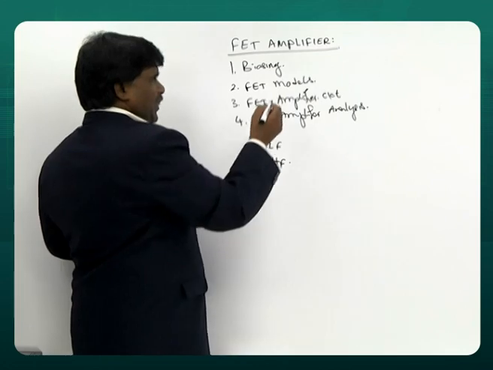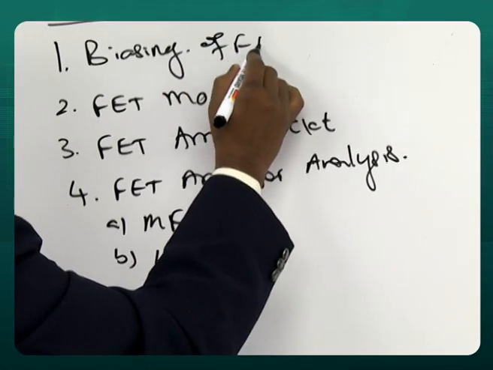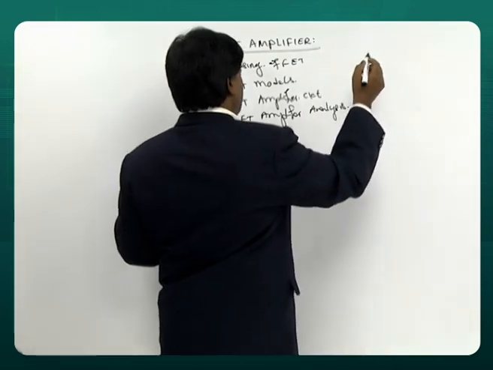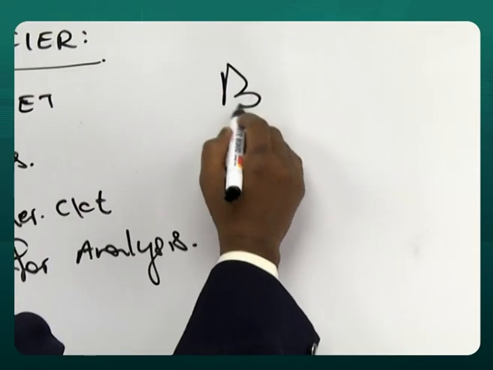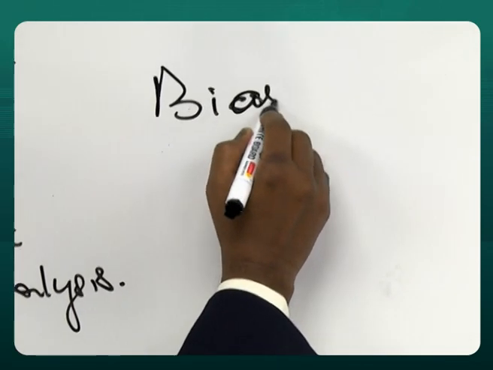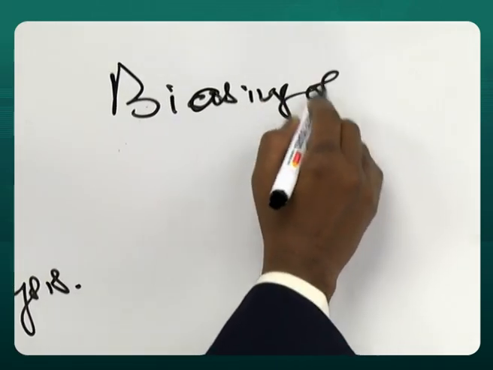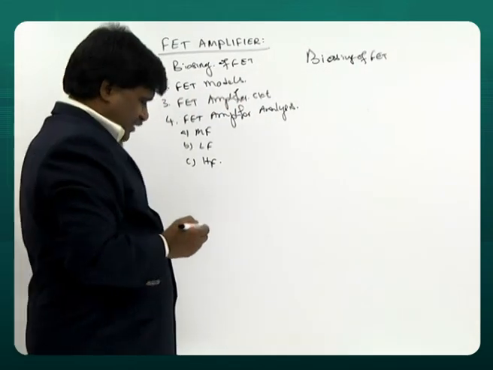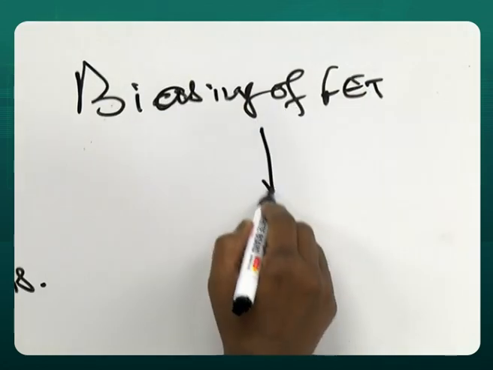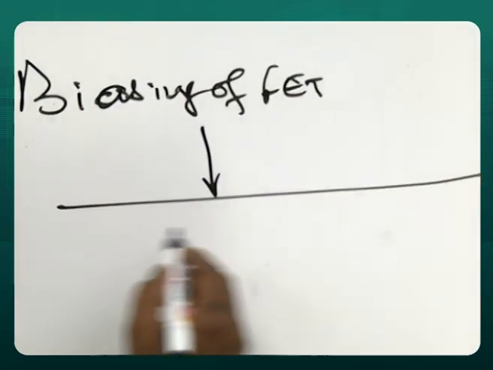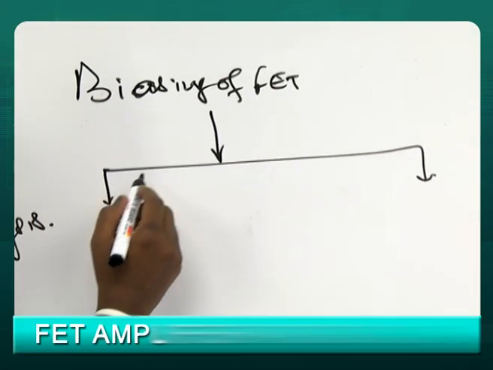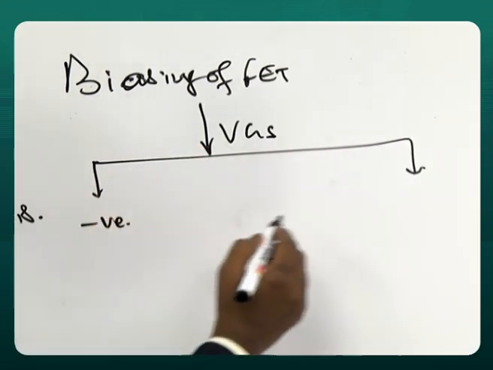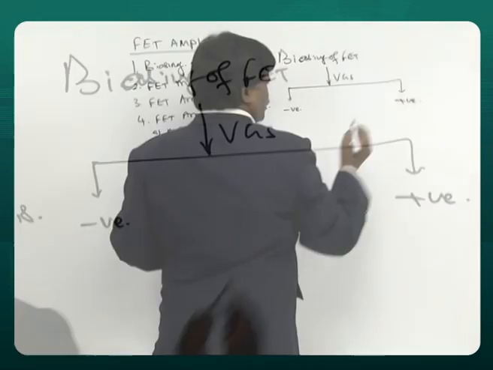This is called biasing of FET. So first let us go to biasing of FET. When I see biasing of a FET, we have, like this, particularly VGS, negative, positive.